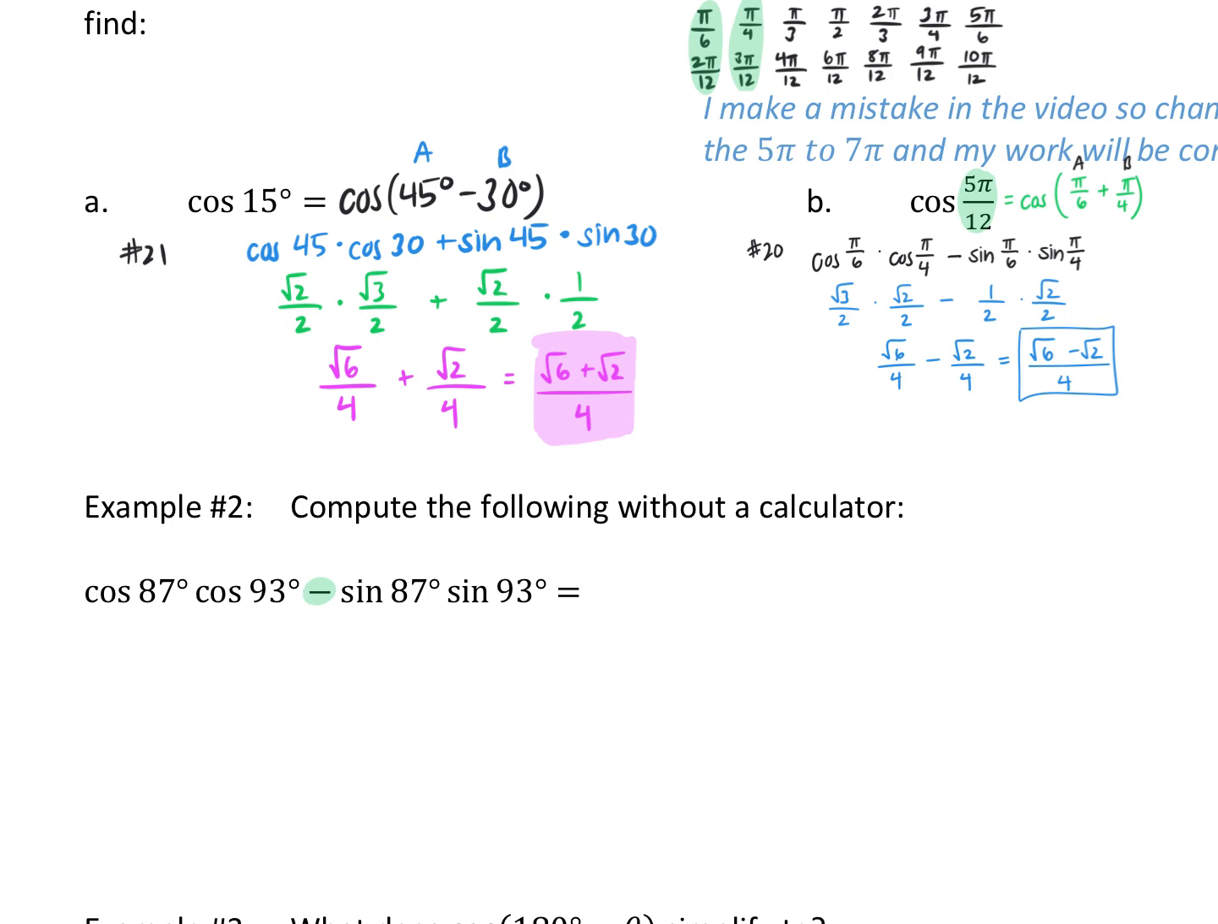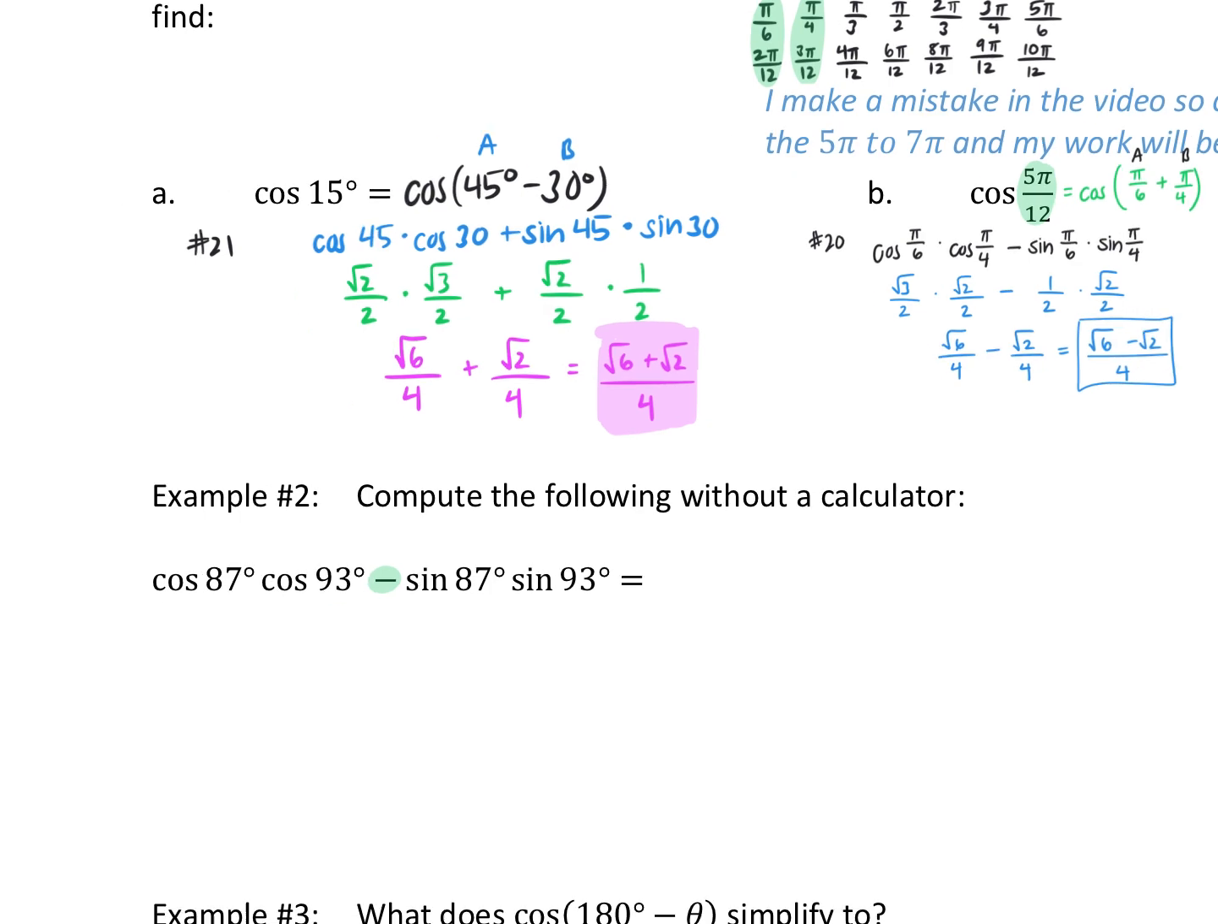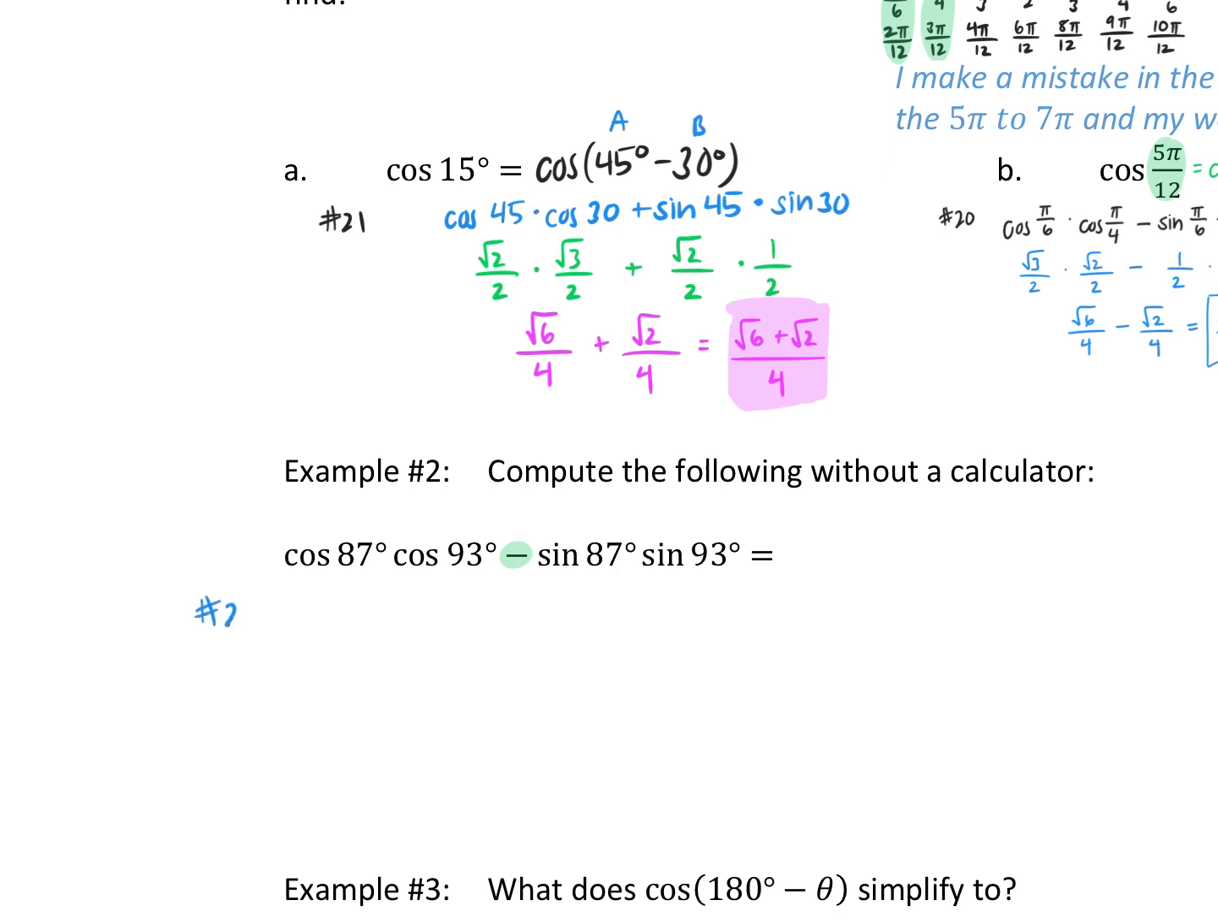I'm going to use 20, right? So this is number 20 identity, where this is my A value, this is my B value, this is my A value, this is my B value. So if I evaluate this, this becomes cosine of 87 plus 93. We're just plugging it into the other side instead of the right-hand side. And what is 87 plus 93 equal?